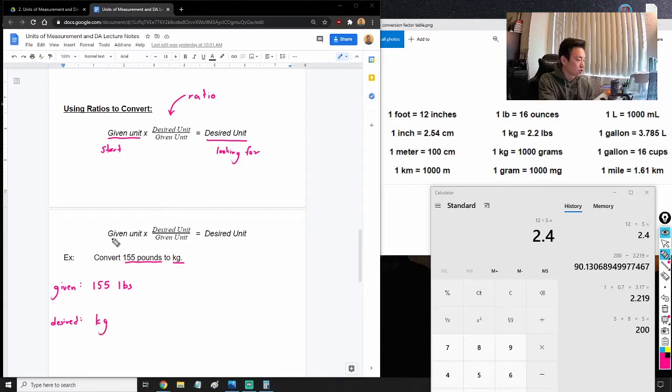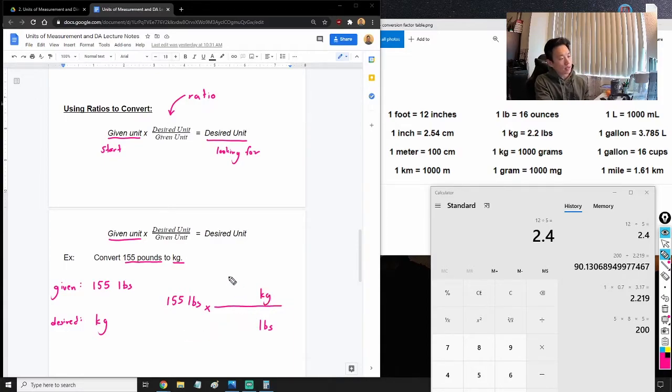Okay, so let's use this formula. We're going to write our given unit, what we start off with. So I'm going to write 155 pounds. And then we're going to set up a fraction. It looks like we're going to put what we started off with on the bottom. So we started off with pounds, so I'm going to put pounds on the bottom. And we're looking for kilograms, so I'm going to put kilograms on top.